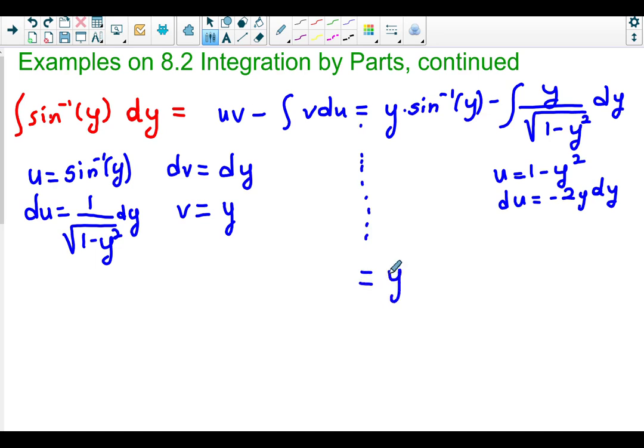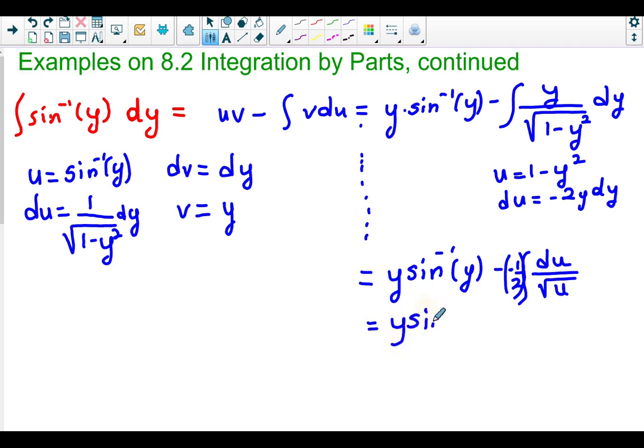From the line above, keep the first term as it is. And then minus, here I'm going to make that an integral in terms of u. The y dy will be replaced by du over negative 2. When you divide by negative 2, I'm going to put on the outside negative a half. And then the denominator becomes the square root of u, or u to the negative 1/2. Here, the two negatives give me a positive a half in the middle. So y times sine inverse of y plus a half.